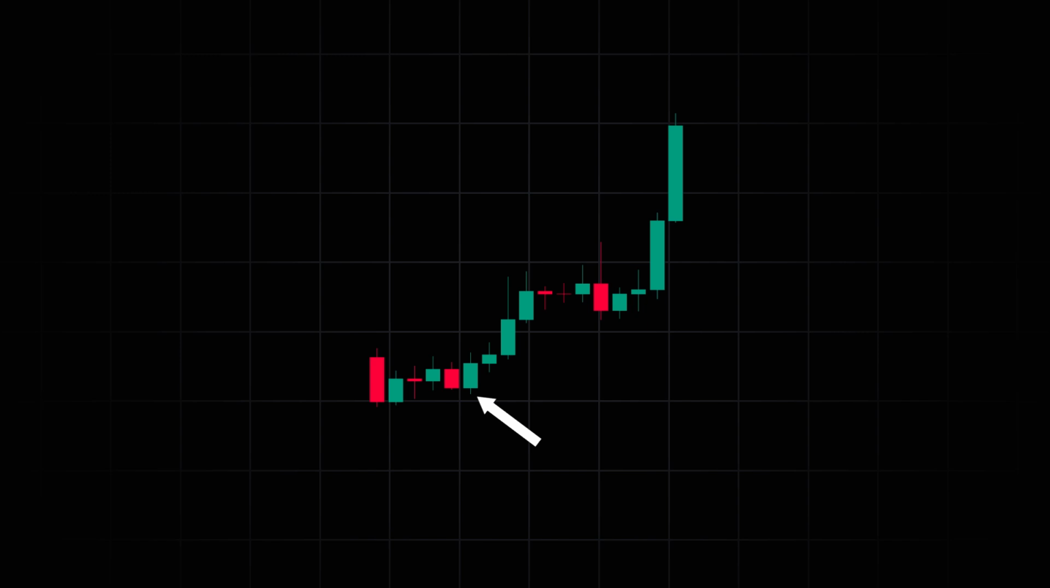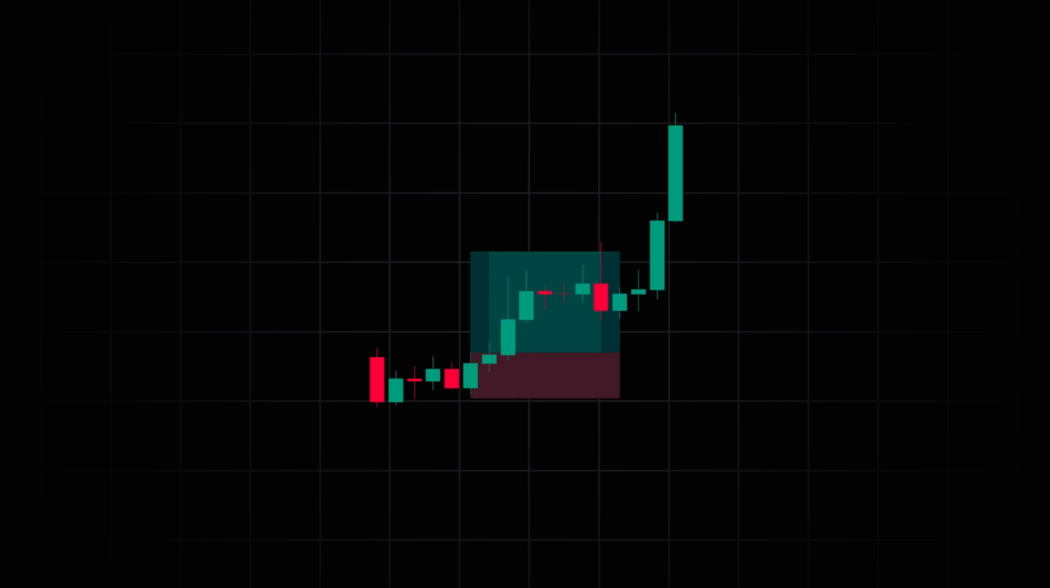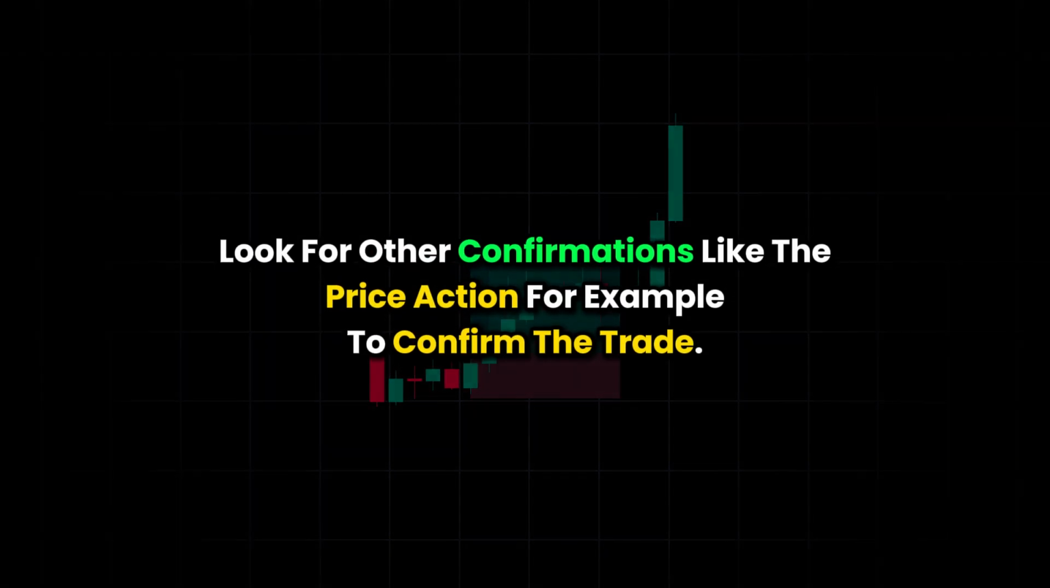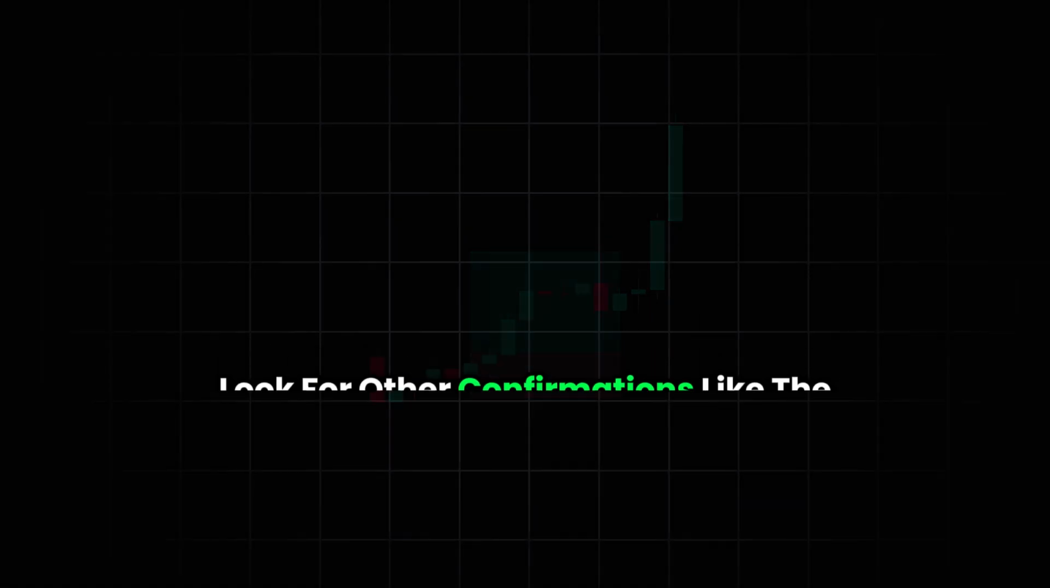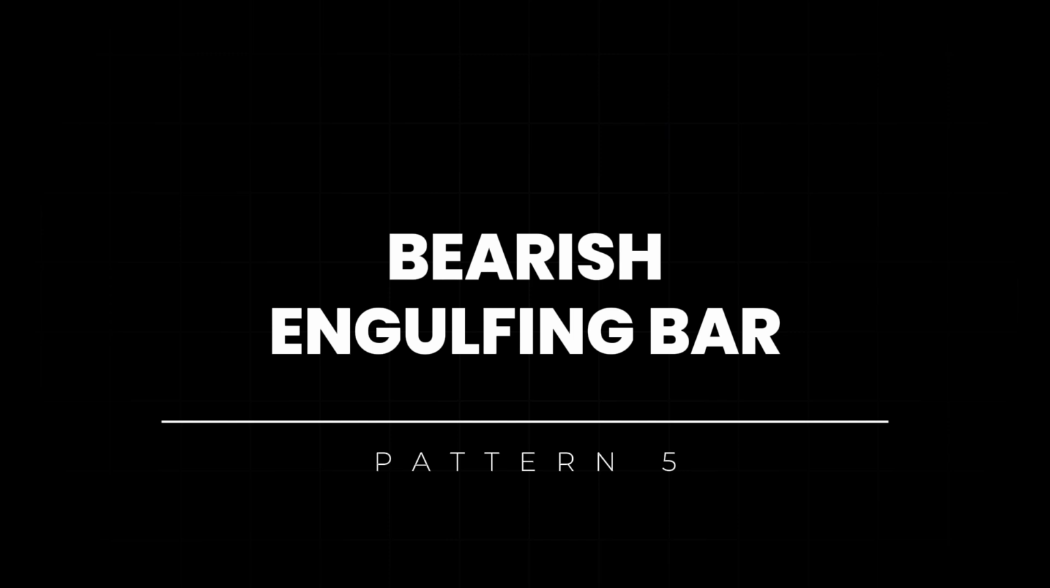For the entry, we enter at the break of the high. We can place our stop loss below the low of the candle. As mentioned before, we want to see other confirmations like the price action, for example, to confirm the trade. Pattern number 5. The bearish engulfing bar.